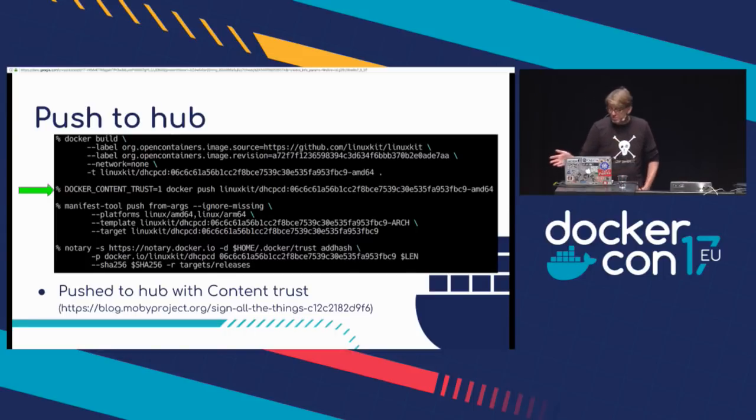So then we push it to hub, and we always push with Docker Content Trust enabled, which means that if I push it, I have to sign it with my key. If Justin pushes it, he has to sign it with his key. But it means that we can then later verify the contents of that package. There's actually a lot more to this, and there's a blog post on the Moby project, which is called Sign All the Things. So if you're interested in that particular aspect of LinuxKit, have a read. It's very interesting.